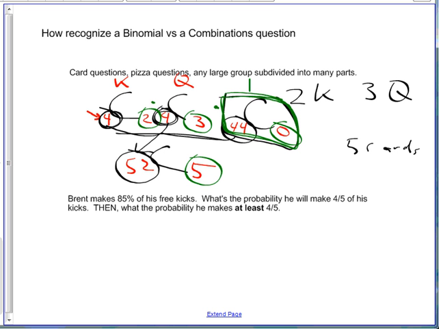I said a large group subdivided into many parts. Isn't that just what cards is? A big group, 52, divided into smaller groups. Well, here's a group, a whole bunch of marbles. Bag of marbles: red, red, red, green, green, blue, blue, blue, blue. Okay, those are my marbles you could reach into the bag and grab.